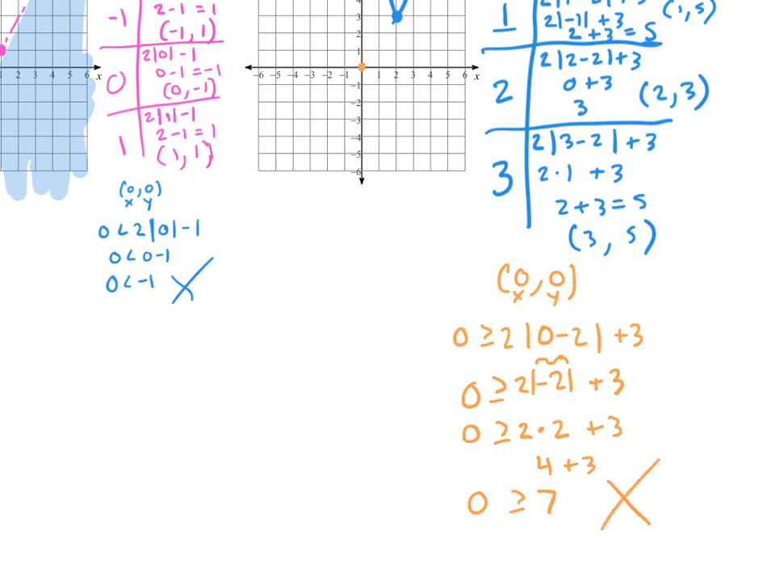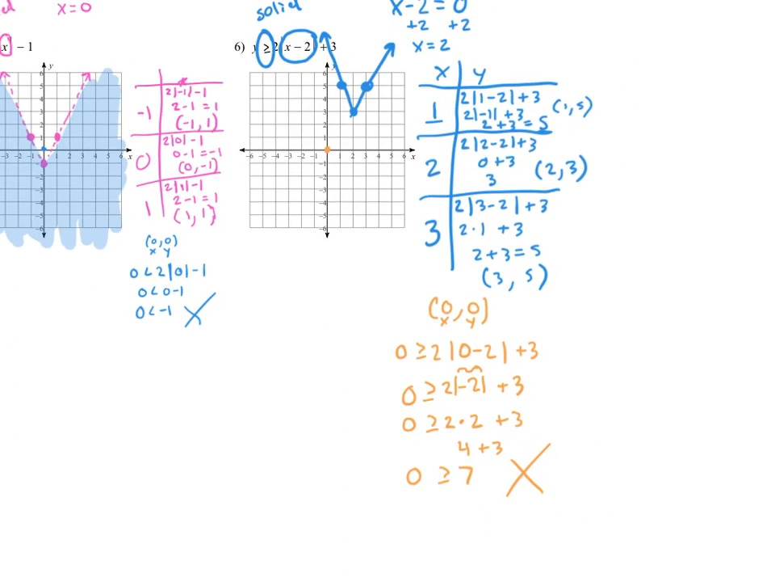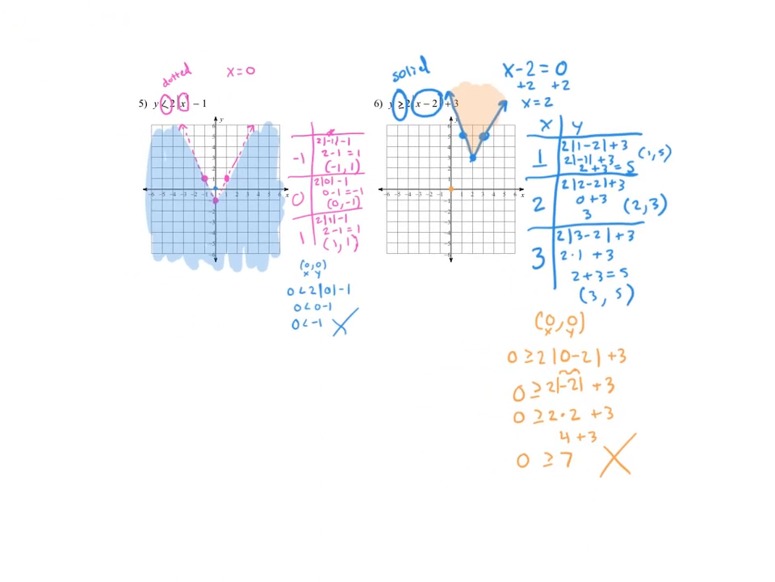This is not true, so we shade inside. Since our 0, 0 is outside, we do the opposite. So we shade inside of our V. So here are the answers for 5 and 6.